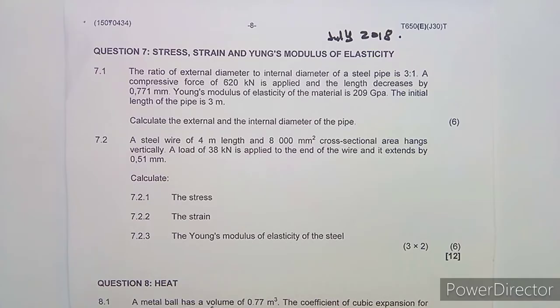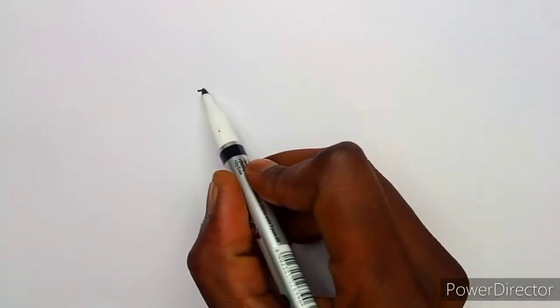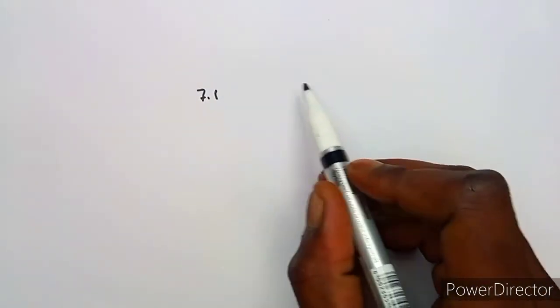We are working on stress, strain and the Young's modulus of elasticity. We have a question from the July 2018 paper that we are going to focus on. Here we are given the ratio of the external diameter to the internal diameter of a steel pipe. So take note, this is a pipe like this. Let me show you a presentation of what is happening.